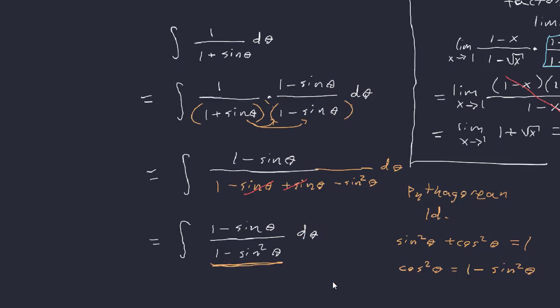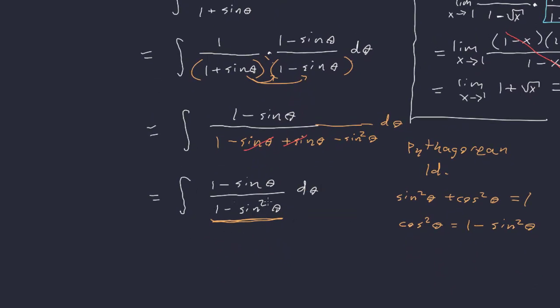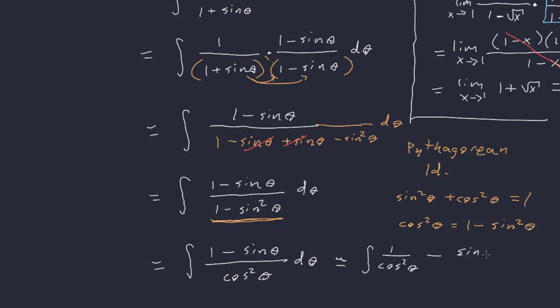Okay, so now, seems to me we could replace this whole thing with just cosine squared now. All right, so I'll get 1 minus sine theta over cosine squared theta. All right, so I think we're almost there, because now we can split up this fraction and get the integral of 1 over cosine squared minus sine over cosine squared.